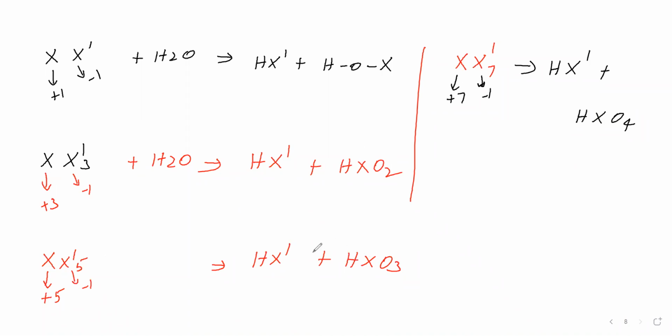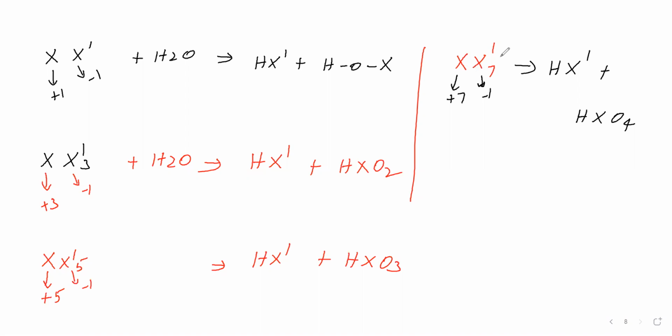Then the shapes: XX' is diatomic linear. XX'3 is bent T shape, ClF3 is an example. XX'5 is square pyramid, BrF5 is an example. XX'7 is pentagonal bipyramid, IF7 is an example. So what is the use? Interhalogen compounds are used as non-aqueous solvents.